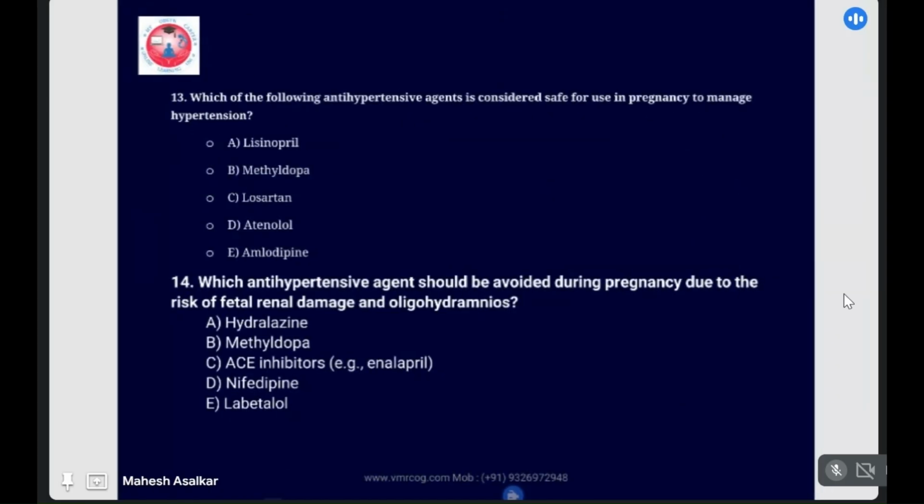Okay, next, Dr. Priyanka. Which of the following antihypertensive agents is considered safe for use in pregnancy to manage hypertension? Lisinopril, methyldopa, losartan, atenolol, and amlodipine. So it is methyldopa, B. Next question: which antihypertensive agent should be avoided during pregnancy due to the risk of fetal renal damage and oligohydramnios? Hydralazine, methyldopa, ACE inhibitor, nifedipine, and labetalol. So it is ACE inhibitor.